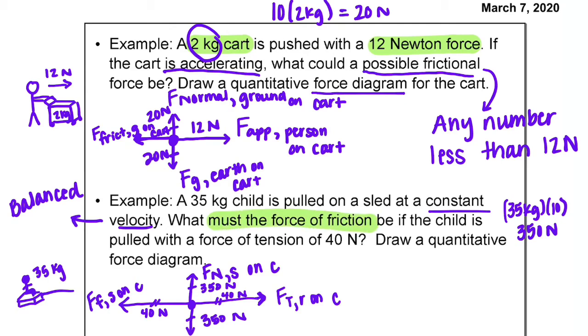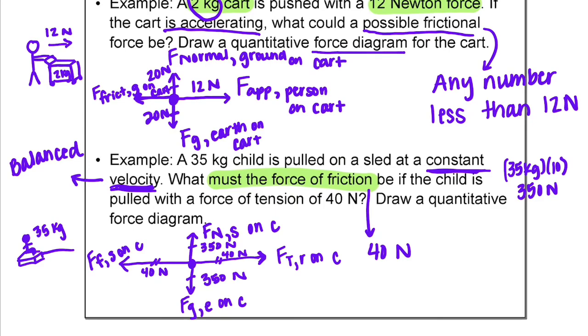It's not what could it be, but what must it be? It has to be 40 newtons, no more, no less. If it was more than 40 newtons, the child would be slowing down. They wouldn't be accelerating. They wouldn't be going at a constant velocity because friction would be greater than your force of tension. If the force of friction was less than 40 newtons, then the child still wouldn't be going at a constant velocity. They'd be accelerating and speeding up because tension would be greater than friction. So if I want this constant velocity condition they've described, my forces have to be equal and balanced. So let's move on to the next slide.